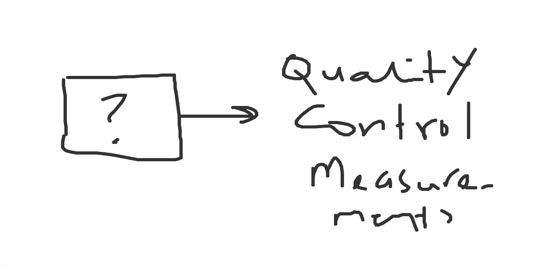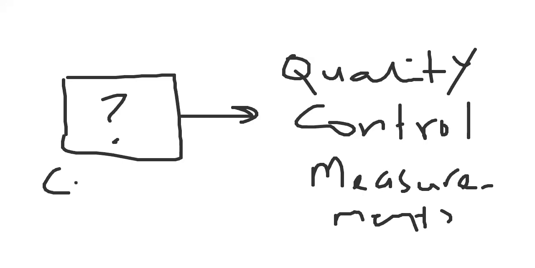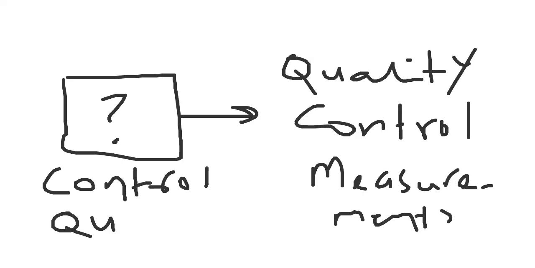Of course, you guessed right. It has the word quality in it. The answer is control quality. Control quality is the process where you get quality control measurements as an output. All right, let's go on to our next one.